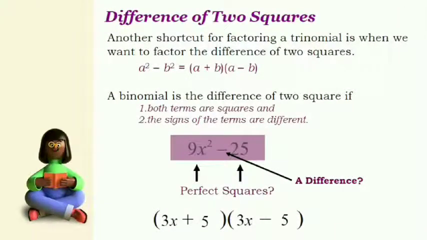Difference of two squares. Another shortcut for factoring is when we want to factor the difference of two squares. A squared minus b squared is equal to a plus b multiplied by a minus b. A binomial is the difference of two squares if, 1, both terms are squares, and 2, the signs of the terms are different. 9x squared minus 25, there's a difference, minus. Perfect squares, 9 and 25 are perfect squares. So bring it down, we have 3x plus 5 and 3x minus 5.